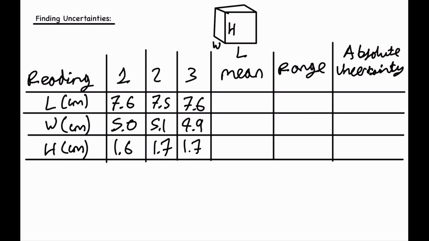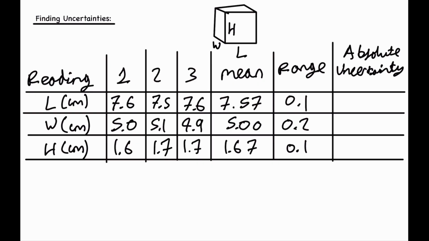So let's find our mean first. If we add up all of these together and divide by 3, we're going to get 7.57, then 5.0, and the other one we can say is 1.67. And the range between each one: the range for the length would be 7.6 minus 7.5, which is the maximum minus the minimum. So we would get 0.1. Here we have a range between 5.1 and 4.9, so we have a range of 0.2, sorry. And here we have a range of 0.1, because 1.7 minus 1.6 is 0.1.